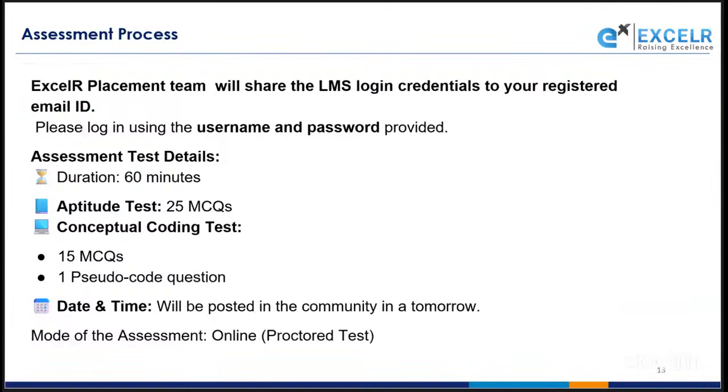So here we have an ExcelR placement team who will share the LMS login credentials, just like how you have received the login credentials for the faculty development program. Once the students register using their email ID, they will be given a username and password, and they would be assessed with a 60 minute aptitude test containing 25 multiple choice questions, a conceptual coding test of 15 multiple choice questions and one pseudo code question. The date and time will be notified in the community channel of ExcelR. And the mode of assessment is an online proctored test.